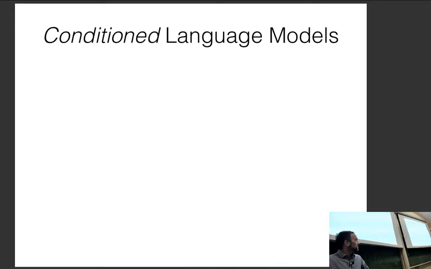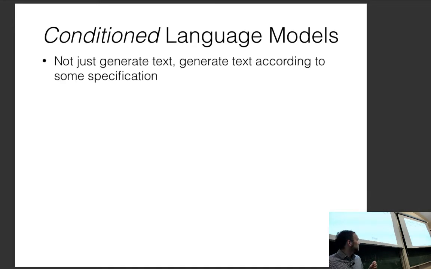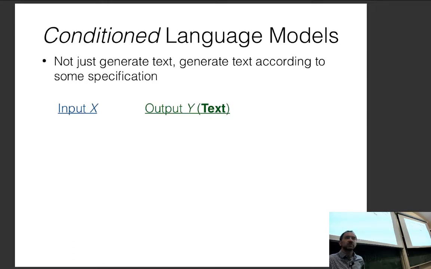On the other hand, conditioned language models, I'm intentionally calling them conditioned language models here. What I mean by a conditioned language model is it generates text according to some input specification. So it's a distribution over language, but conditioned on something else. The input can be anything, and the output is text.